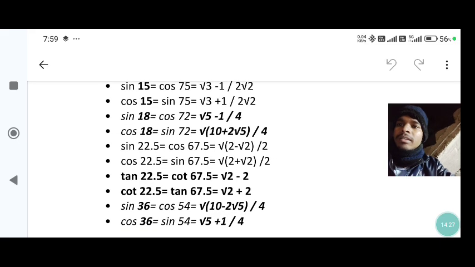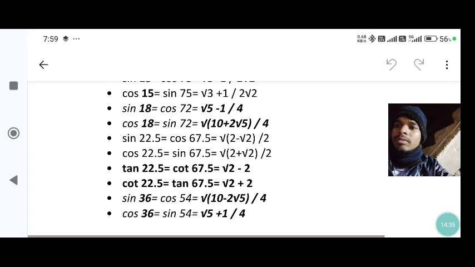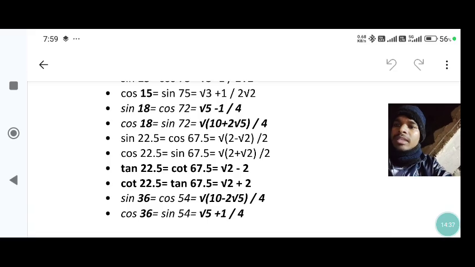For sin 18, it will give the reverse. It will give different values. For sin 18 it is different, and for cos 18 it is different, so it should be remembered. And for sin 36 and cos 36, the values are different, but related to those for 18.